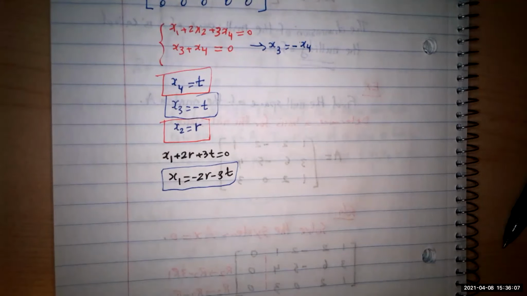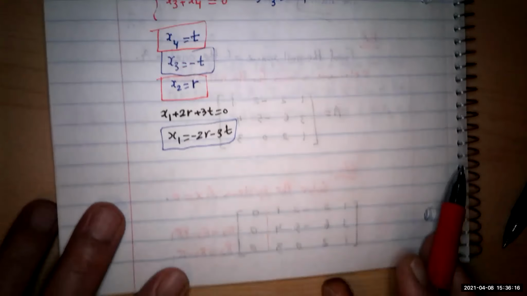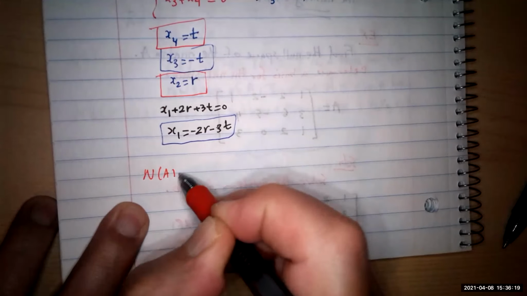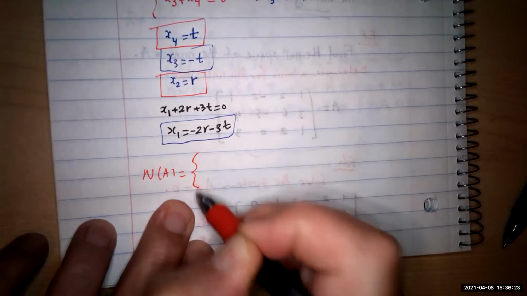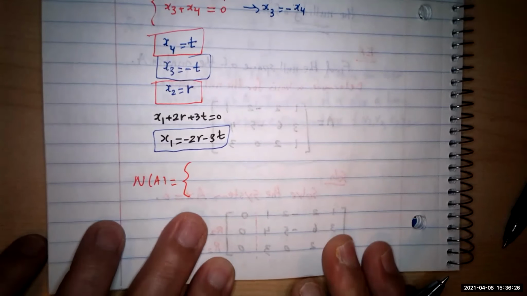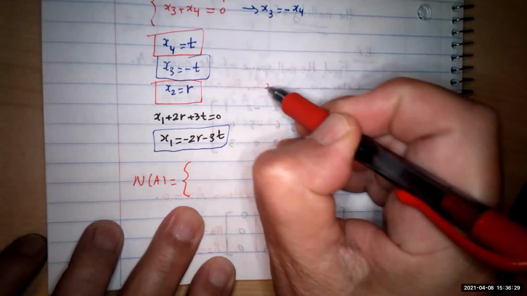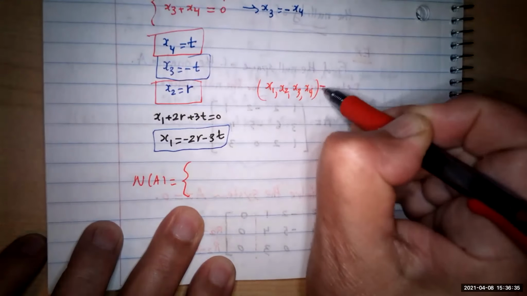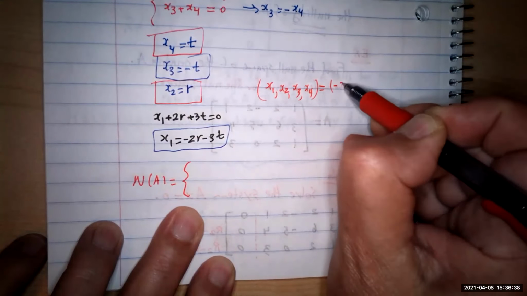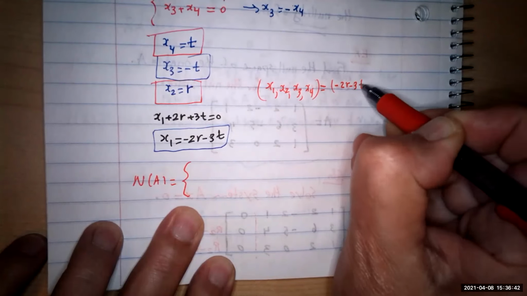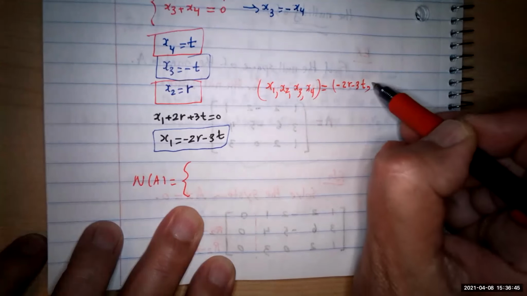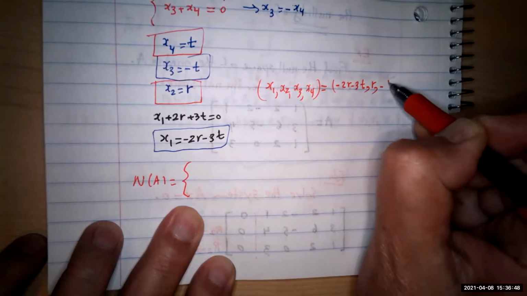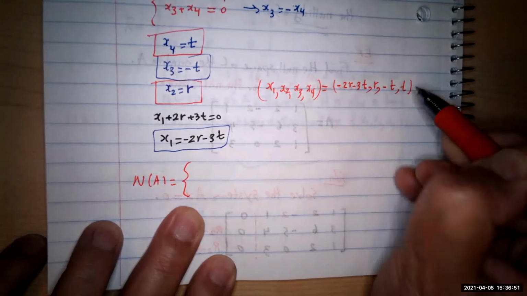Okay, so you put them together, that gives you your null space. So your null space, remember, is just this result. So what's going to be the null space? The null space is going to be equal to the solution of your system. So what is the solution of your system? I write it down here for you. It's going to be x1, x2, x3, x4. So these points are: x1 is negative 2r minus 3t, comma, x2 is r, x3 is negative t, and x4 is t.